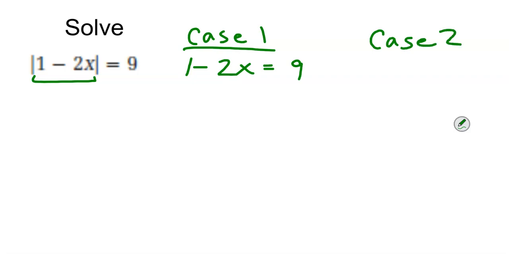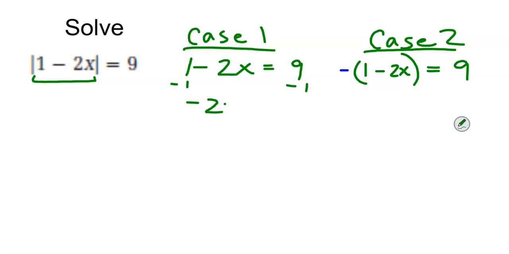Case 2 is where we take the flipped part of the graph. So to represent flip, I'm going to put a negative out in front. So it's negative 1 minus 2x equals 9. So again, the flipped part has to have that negative. And then we just go through and solve both sides. So here I'm going to subtract the 1 over, so we get negative 2x equals positive 8.